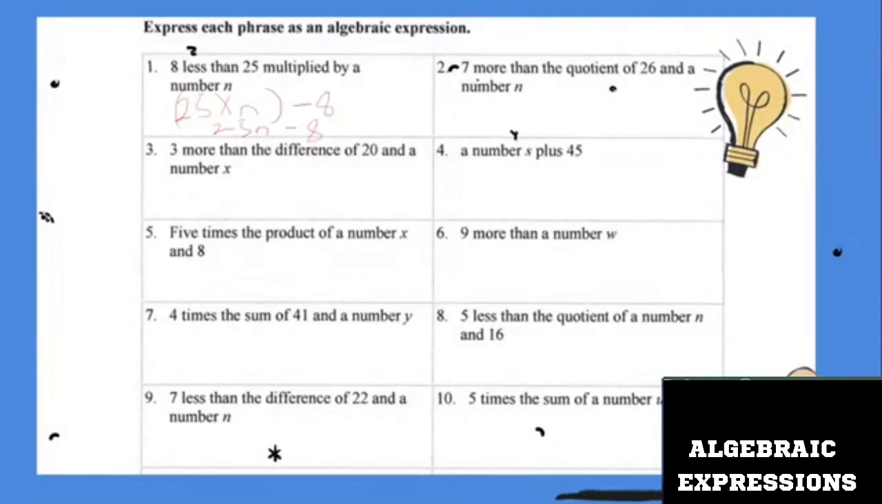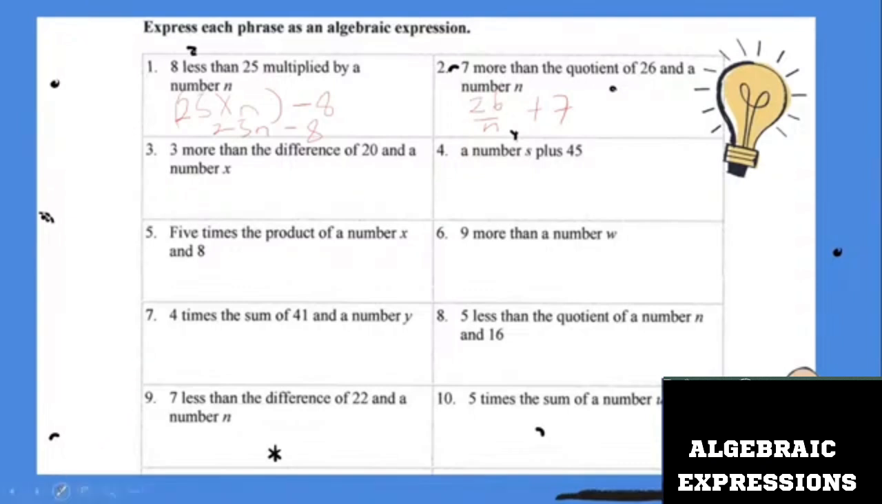It's very simple. 7 more than the quotient of 26 and the number n. So 26 over n plus 7. That's very simple again.